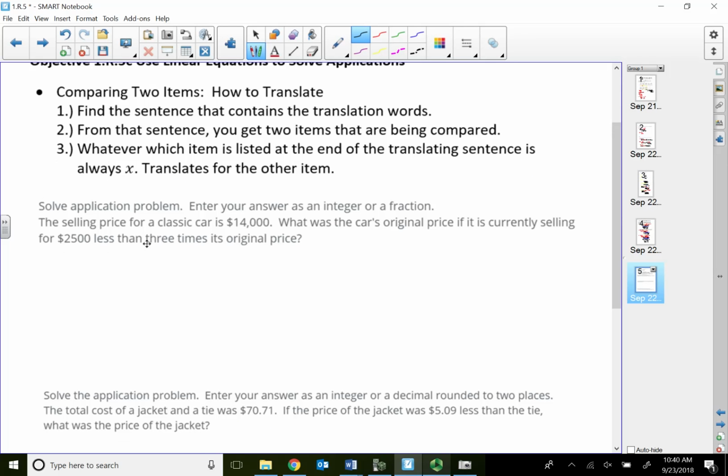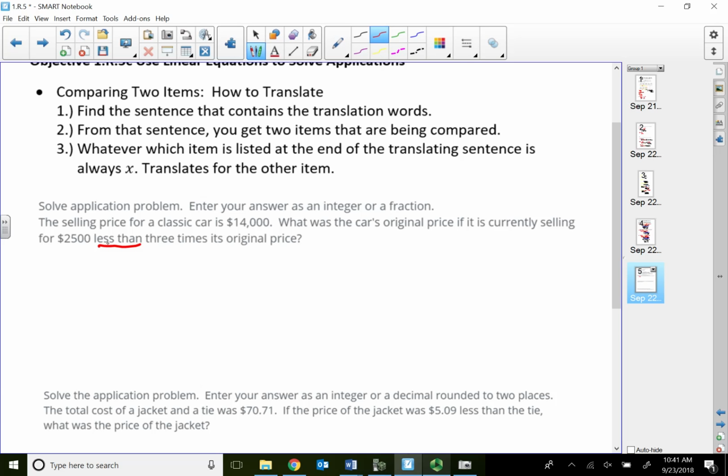All right, so let's read this one sentence at a time. The selling price for a classic car is $14,000. That sentence does not contain my translation words like more than, less than, times, product. What was the car's original price if the current selling price is $2,500 less than, see that word less than, 3 times the original price?